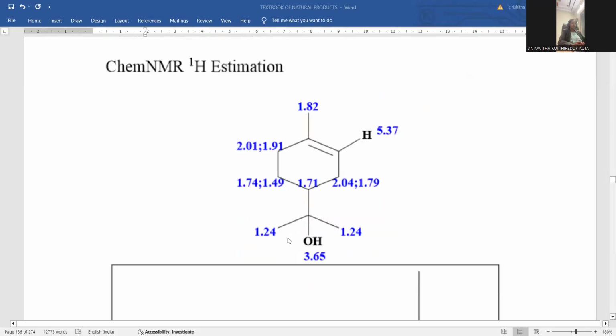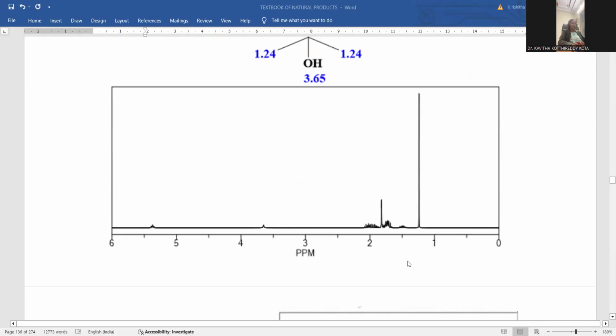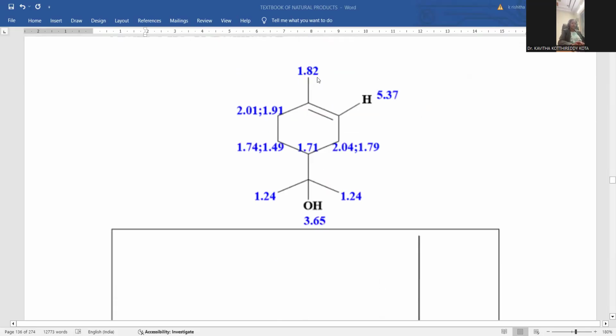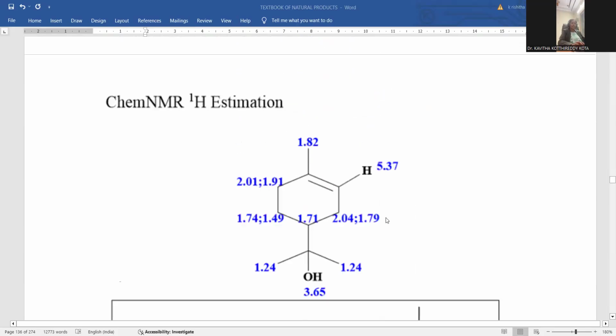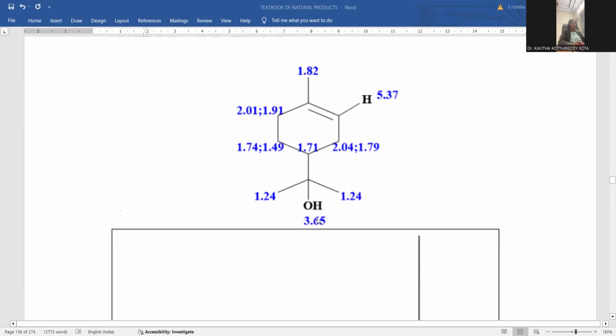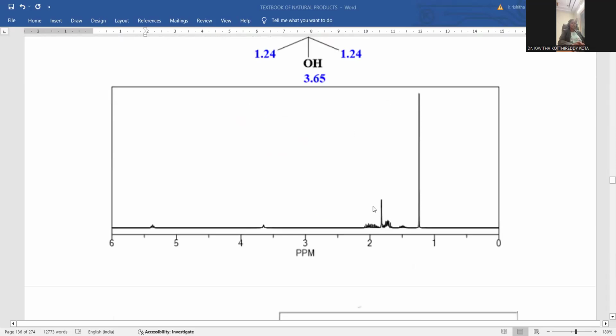This is the proton NMR spectrum for alpha terpineol. You can locate this 1.82. The 1.82 is this larger one. So these are the methyl protons, 3 protons. And here the olefinic hydrogen is indicated at 5.3. So here is the 5.3 peak.